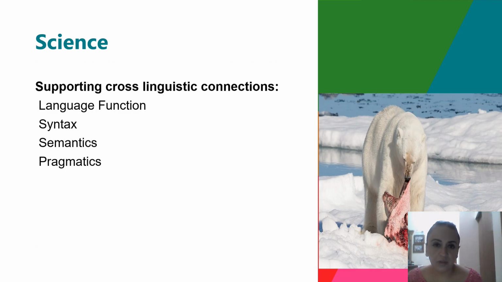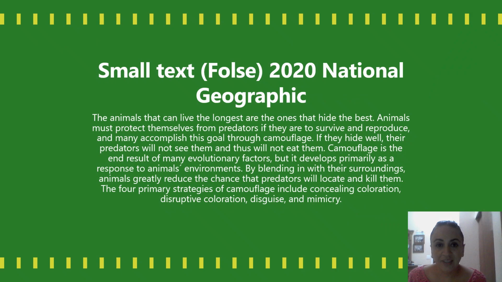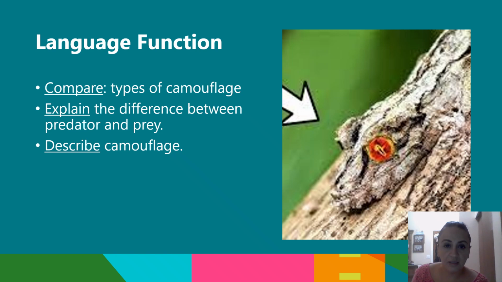In order to support cross-linguistic connections, it is important to consider some levels of language, such as syntax, semantics, grammatics, and language function. First, I select a small text from National Geographic that discusses the relationship between predator and prey. And based on this text, I will provide the students the opportunity to notice, understand, and practice the lesson. Language function. In this activity, students will explain the difference between predator and prey and describe and compare types of camouflage.